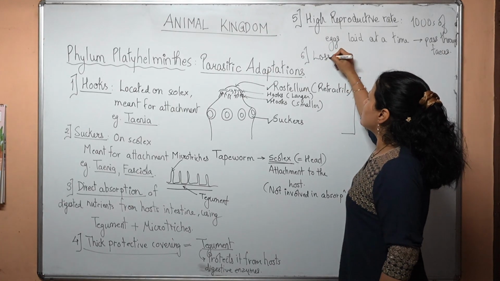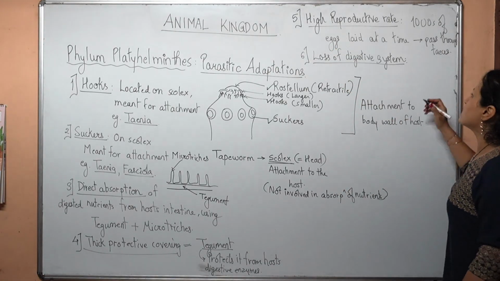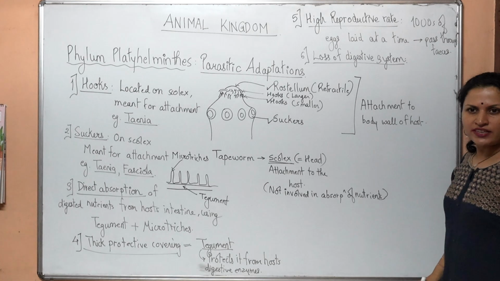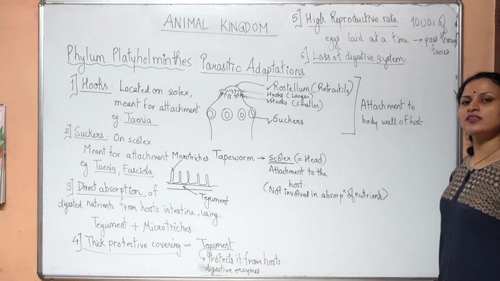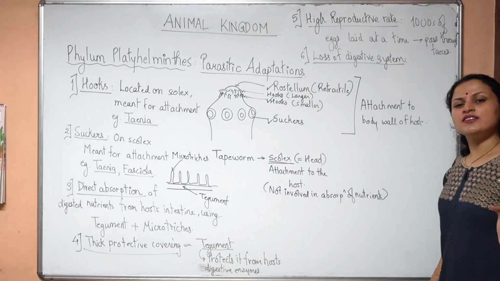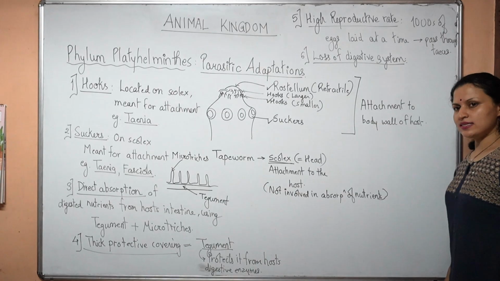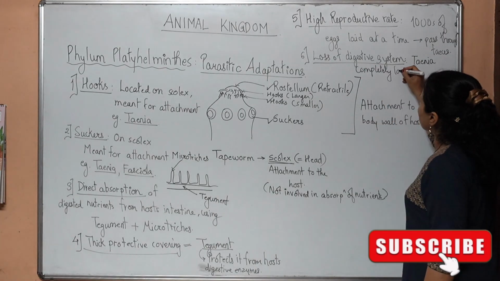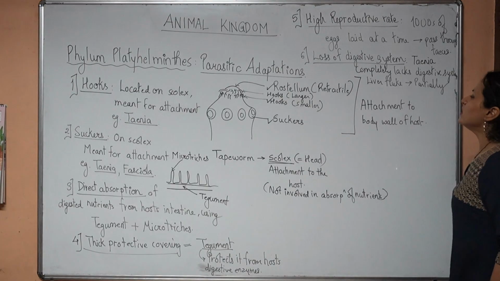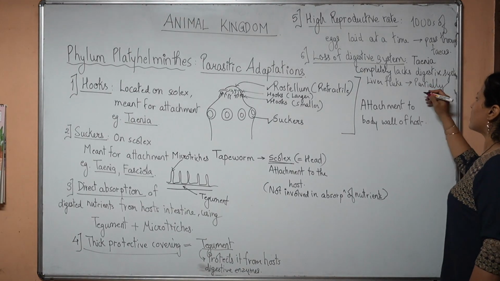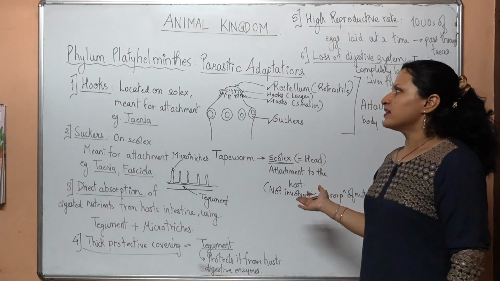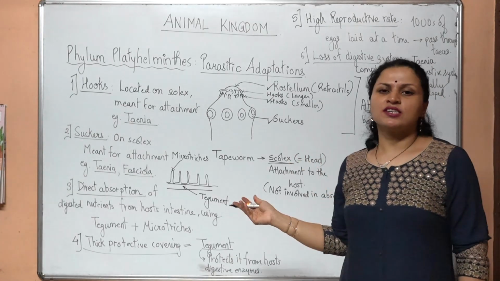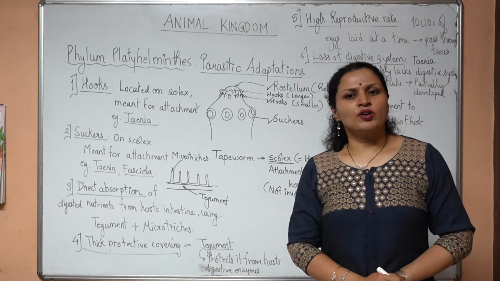Loss of digestive system. The parasitic forms like Taenia do not have any digestive system of their own because they absorb the digested nutrients ready-made from the host's intestine. So Taenia completely lacks a digestive system. In liver fluke, the digestive system is only partially developed. So these were the parasitic adaptations which help the parasitic flatworms in attachment to the body of the host and absorption of the nutrients.